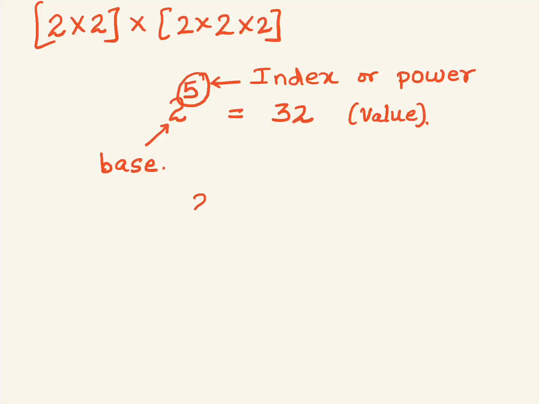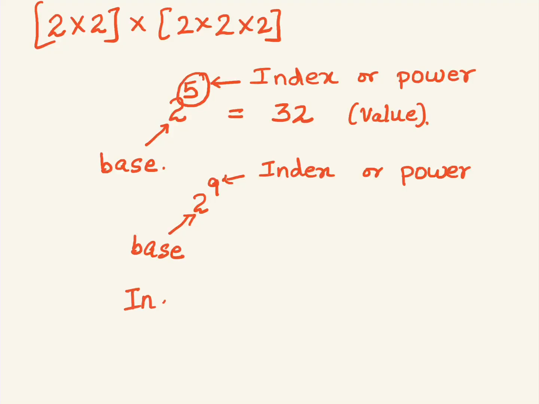So when I say 2 to the power 9, what will be the base here? 2 or 9? 9? Oh, very good. You got the answer right. Yes, 2 is the base and 9 would be the index or the power. What is the plural of index? The plural form of index is indices, and that explains the name of the topic.